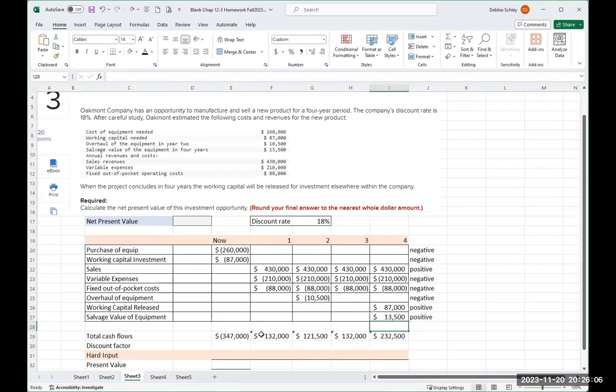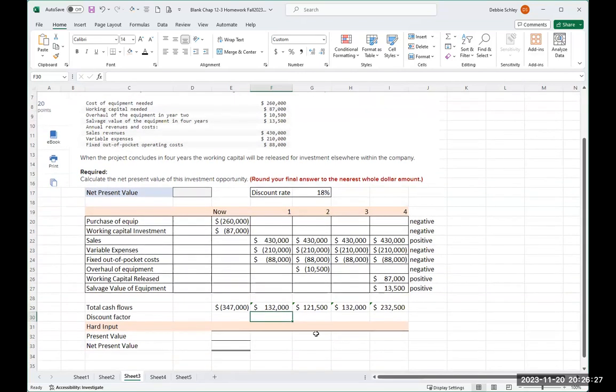Okay. So again, each of these is just the sum. And because I have positives and negatives and I use the sum function, equals sum, then Excel does the calculations for me. Okay, so now I have my total cash flows for each year, which is nice, but I need to know my discount factor. So in year 0 or now, there is no discount factor. So the present value is simply that total.